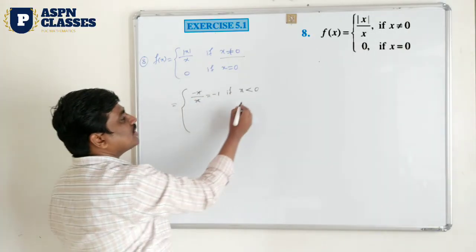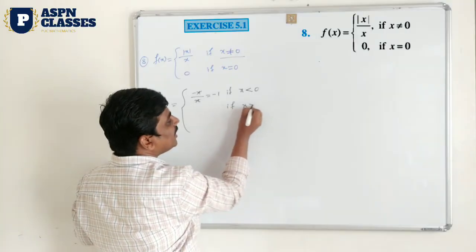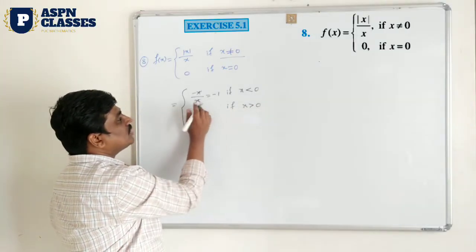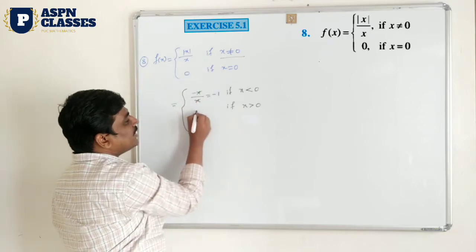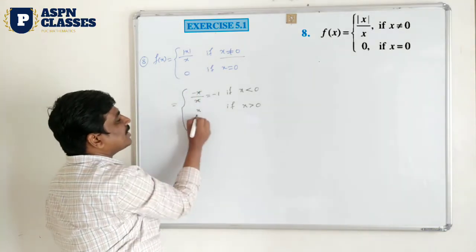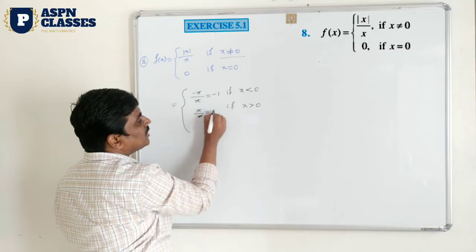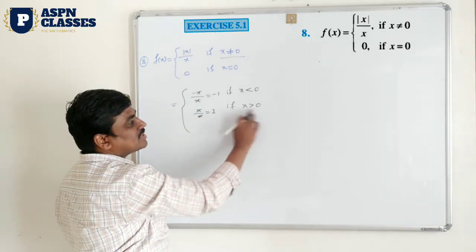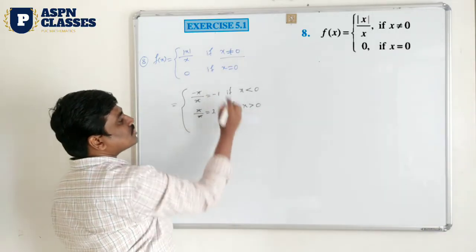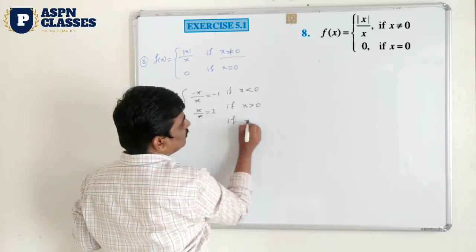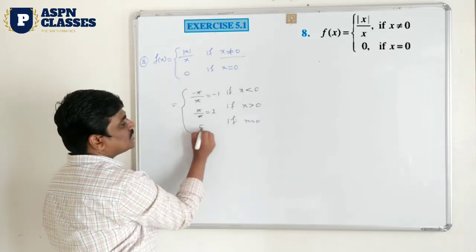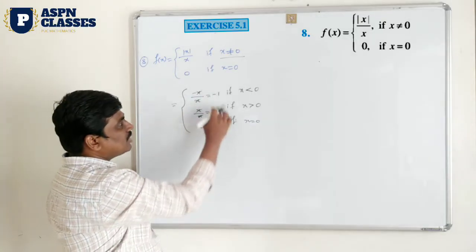In the same way, if x is greater than 0, in the modulus function you take x only. The denominator already has x, so the x cancel. What you get is 1 when x is greater than 0. Here, x equal to 0 is already given. If x is equal to 0, what is the answer? 0 is the answer.